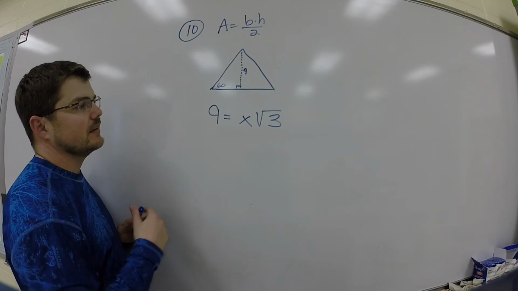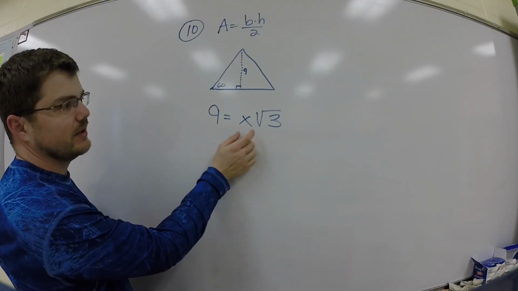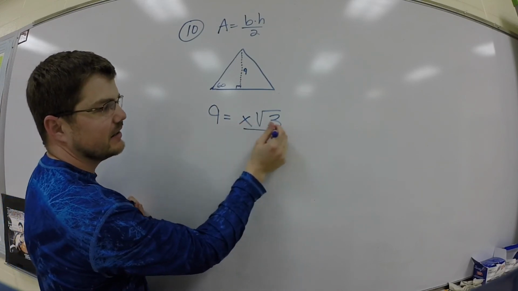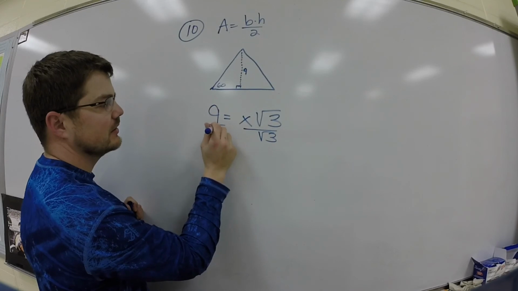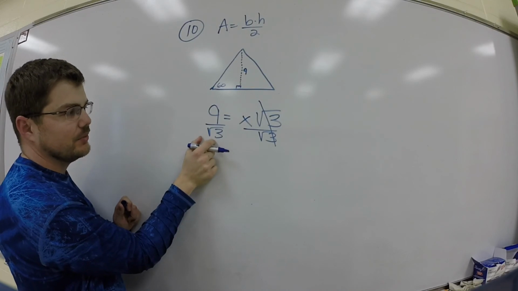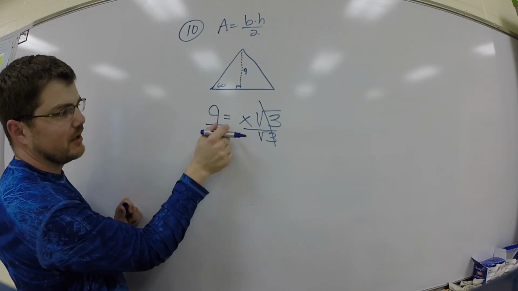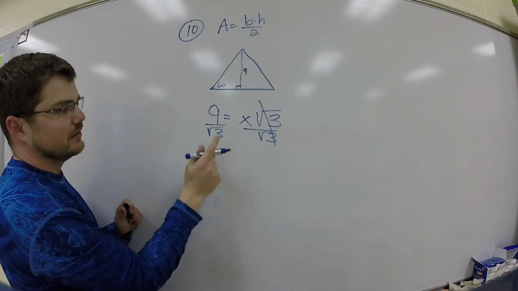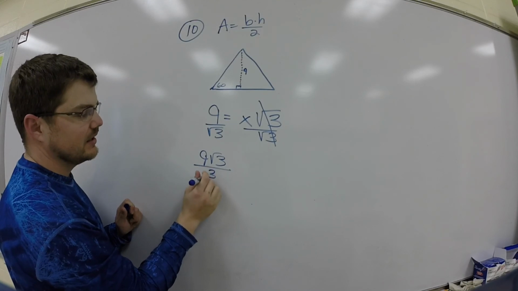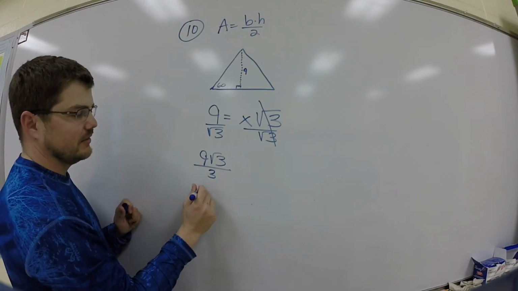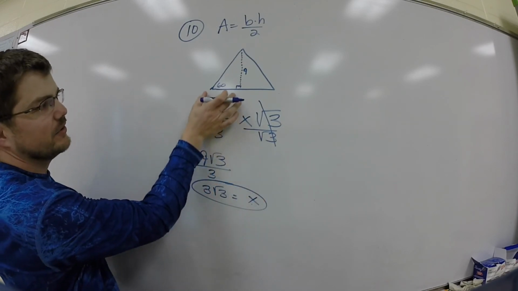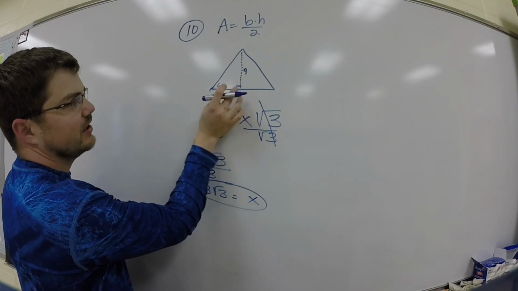Okay, so let's take this and solve for x. This is x times root 3, so let's get x by itself by dividing both sides by root 3. So cancel these. So x is this. Let's get rid of the root on bottom by multiplying bottom and top by the root. So that's going to give me 9 root 3 over root 3 times root 3 is 3. And 3 goes into 9 3 times. So x is going to be 3 root 3, which is from here to here.